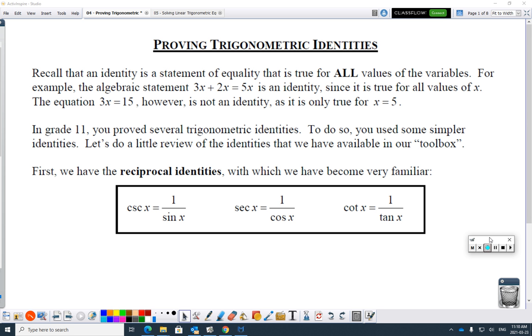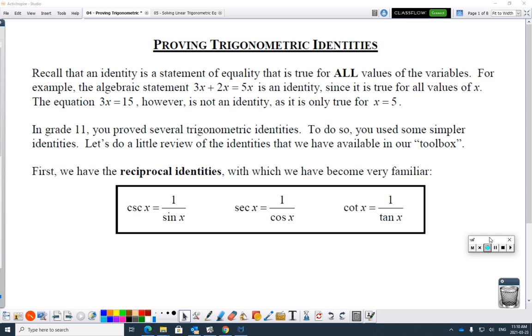The equation 3x equals 15 is not an identity. It's not always true. Or sorry, it's true only for x equals 5. Only if you use x value 5 is 3x equal to 15. So this is like sometimes true. If x equals 5, it's true. Whereas 3x plus 2x equals 5x, that's always true. You can put any x you want in there, and it stays true all the time. So an identity is always true.